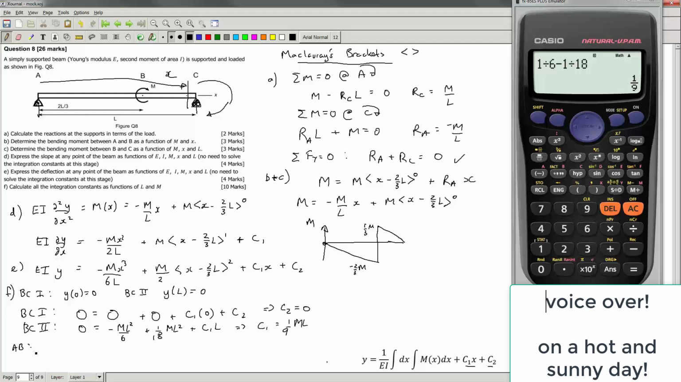take your equation and ask what would happen if we have a value of x less than 2/3 L? In that case, your Maclaurin bracket term will get switched off and it becomes 0. That gives us our first term, minus x to the power 3 divided by 6L. Our next term, we switch it off. And the next term is going to be C1 times x. So C1 is 1/9 ml, and I'm forgetting to multiply it by x, but don't worry, I remember later on.